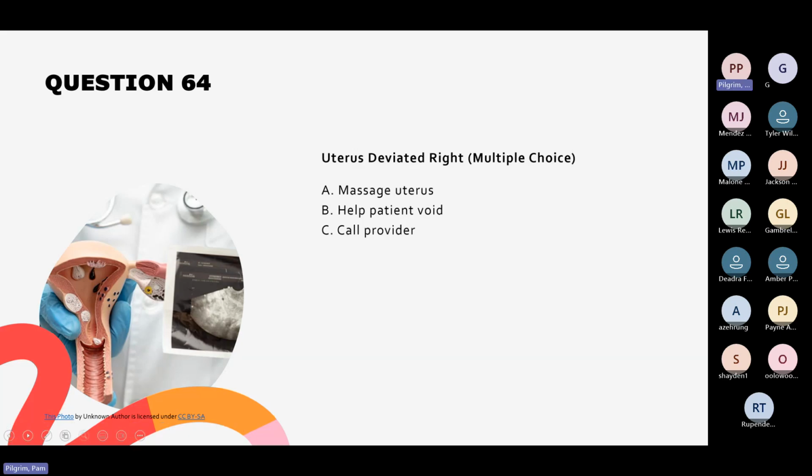Uterus deviated to the right. What does that mean? Or what would you want to do? So uterus is deviated to the right. The answer is B, help the patient void, whether they're getting up to the bathroom or using the bedpan. A uterus that is deviated one direction or another just means they have a full bladder. As long as the uterus is firm and they're not bleeding, they don't need a uterus massage, but they just need to void.